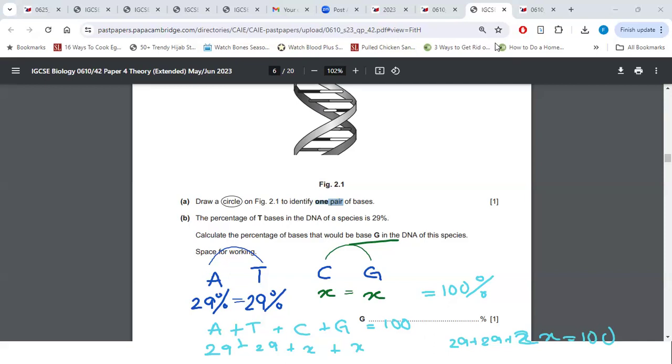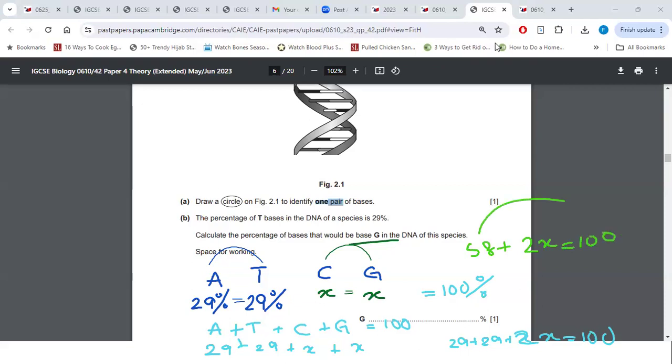So miss, we add 29 with 29, and then we get the answer, and then we divide it by 2. First subtract from 100 and then divide by 2, right? So you'll do 29 plus 29. That's going to give you 58. Yes, so 58 plus 2x is equal to 100.